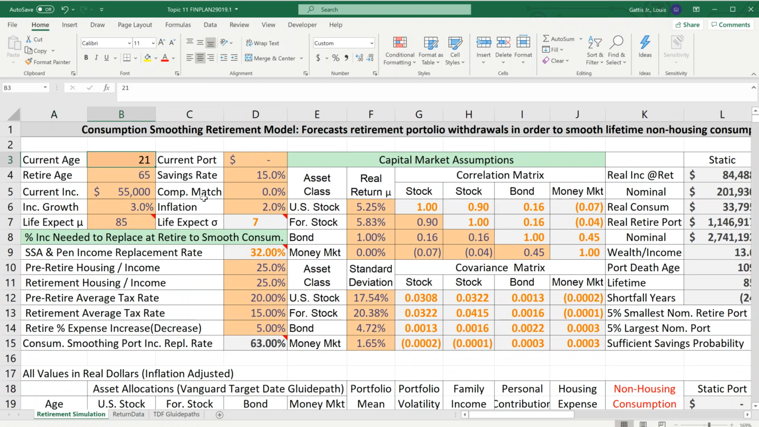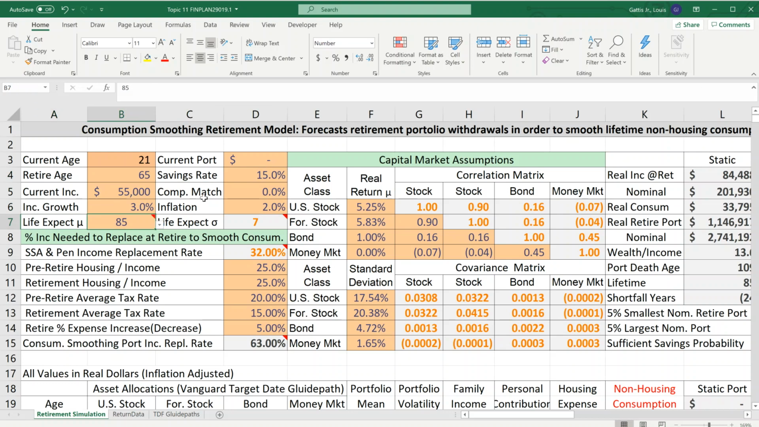Current age, you plug in your current age, what age you'd like to retire, your current income, it could be your individual income or family income, gross, pre-tax. The expected salary increases per year for the rest of your life. Your current portfolio, we'll say you've saved nothing at age 21. You're going to save 15%. There's no company match. Inflation is going to be 2% a year.